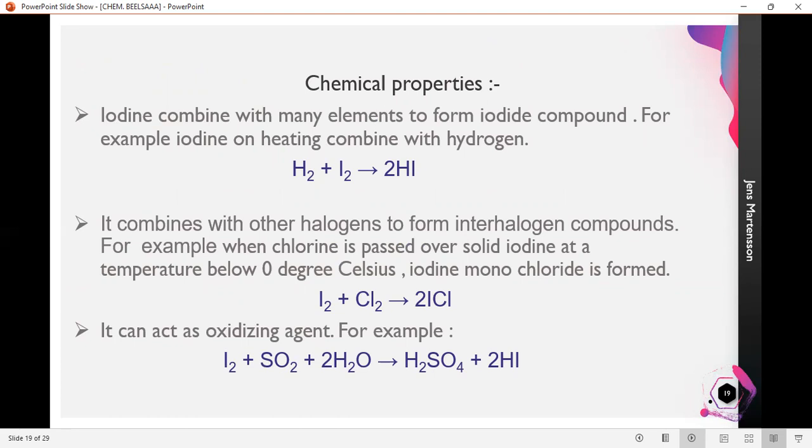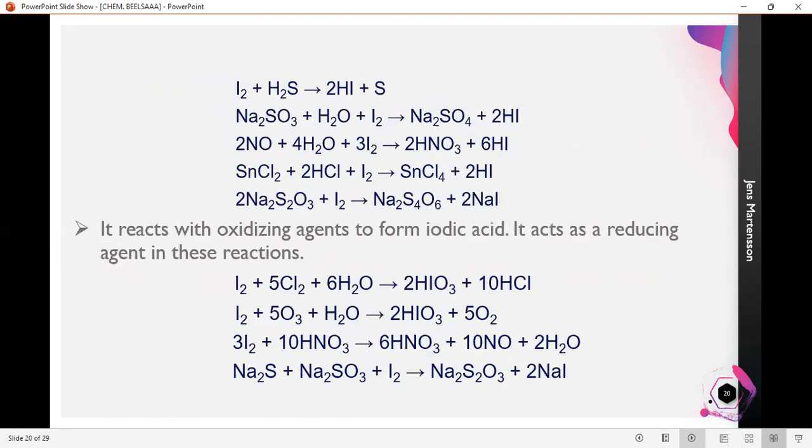It can act as an oxidizing agent. And here are the examples. Iodine can also react with oxidizing agents to form iodic acid. It acts as a reducing agent in these reactions. And here are the examples.